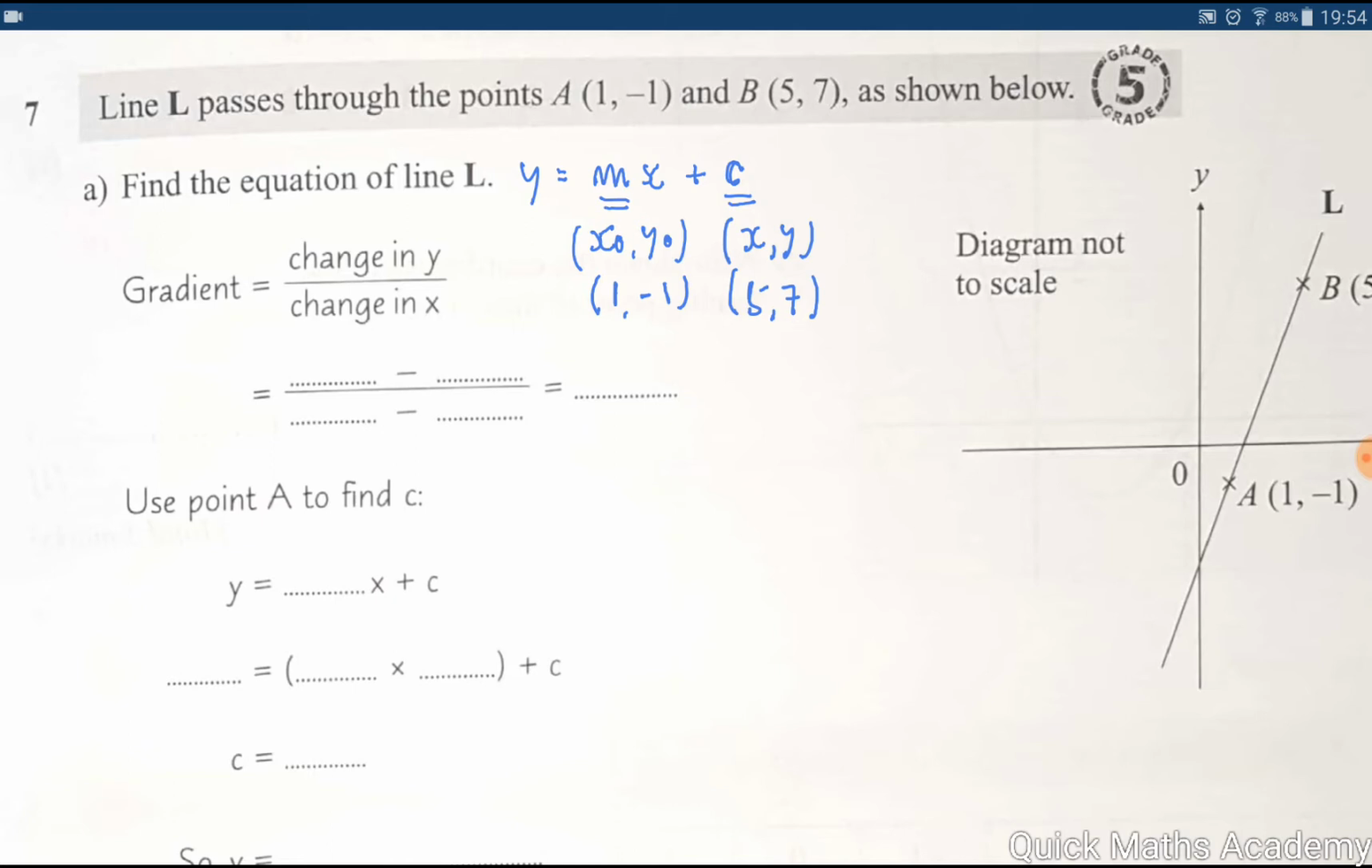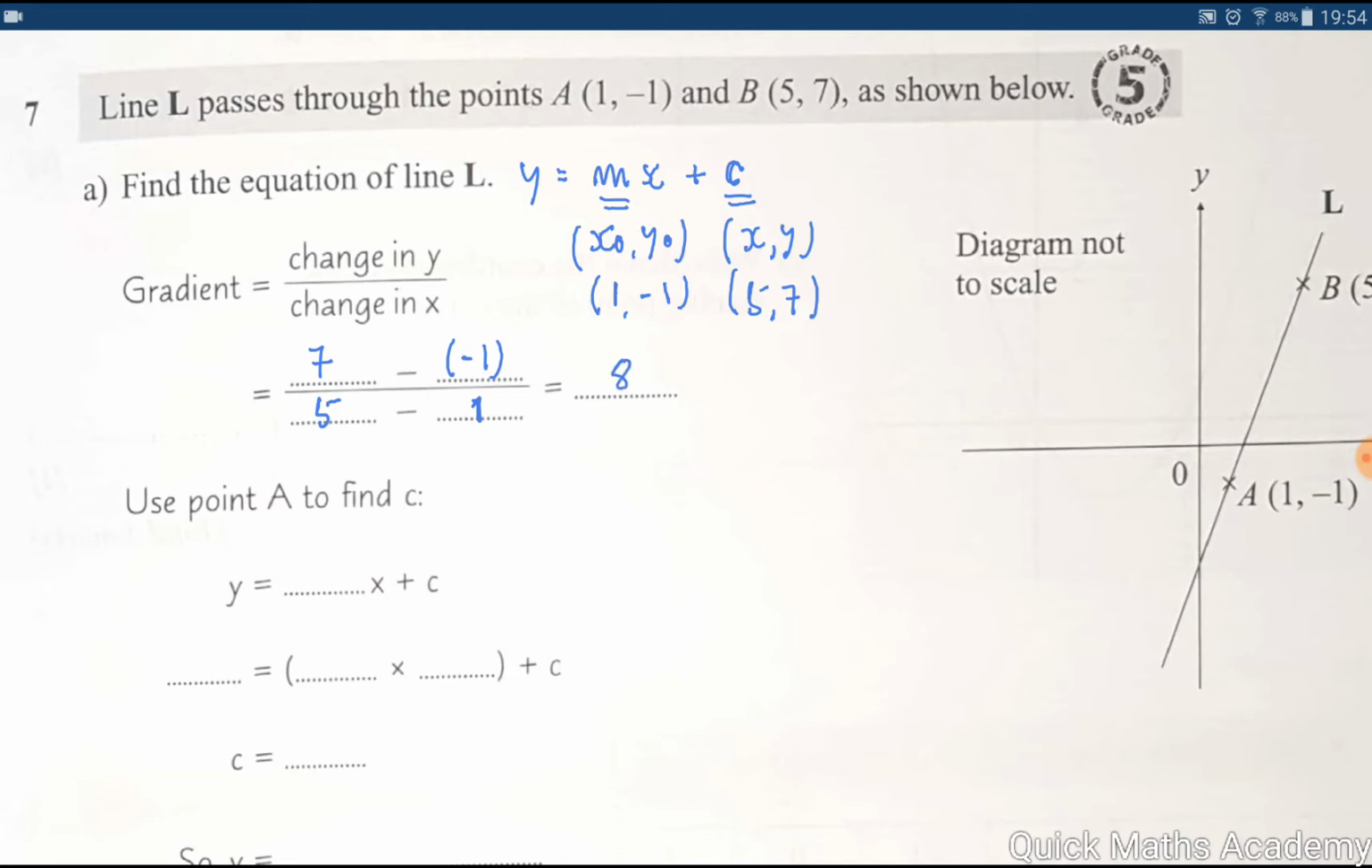I just do the y's, 7 minus minus 1, and for the x's, I'll do 5 minus 1. So 7 minus minus 1 will be 7 plus 1, which is 8.